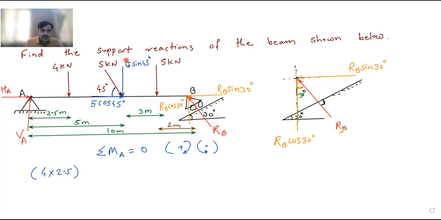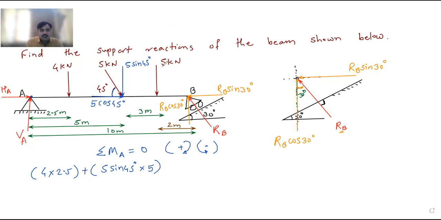Now this 5 sin 45. The distance of this 5 sin 45 from point A is 5 meter. This is the distance which is given in the problem. So I will write the equation: it is 5 sin 45, this is my force, into the distance, 5. Now this force is moving in downward direction, so it will rotate in clockwise direction. If you rotate about the point, the rotation is clockwise, so it is plus.